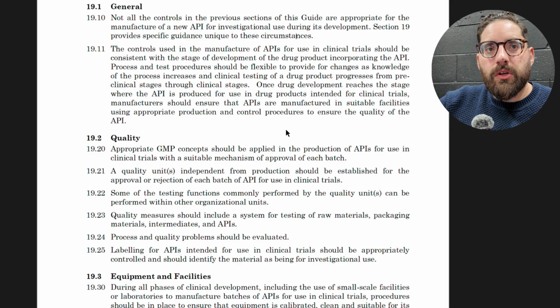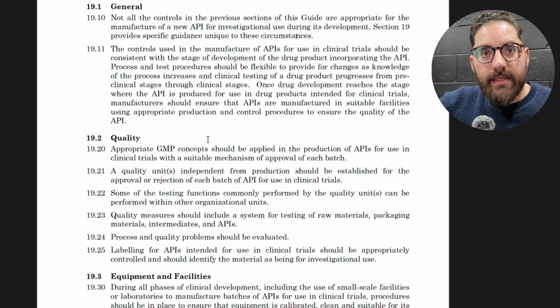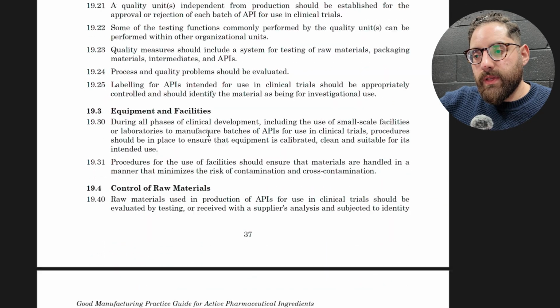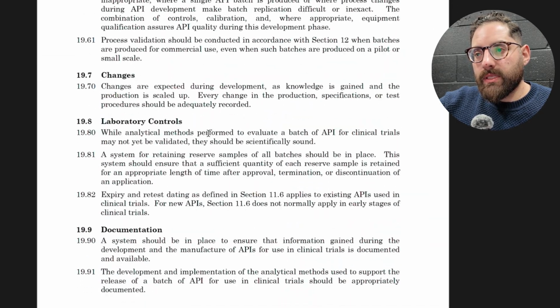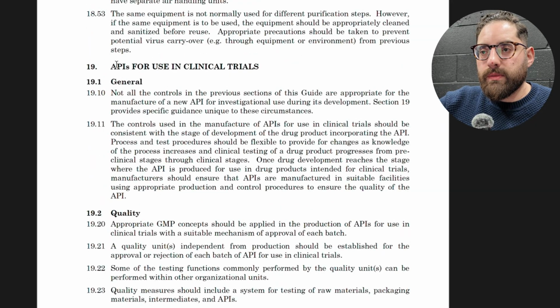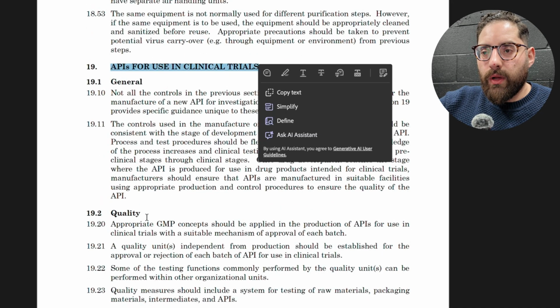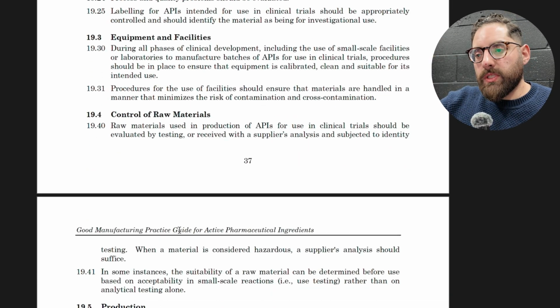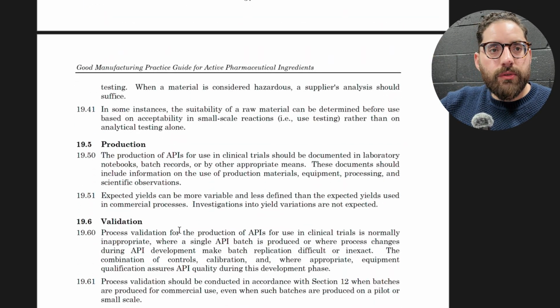There's more flexibility in terms of the documentation and process during early development, and full process validation is not expected because the process is still evolving and the process is still being understood. Section 19 outlines the specific elements that are expected. It's kind of like ICH Q7 Lite that's focused on API for clinical trials, because there are some repeat sections like quality, equipment. All of these are a repeat of all the previous sections. It highlights which specific elements you need to have in place for clinical trials.